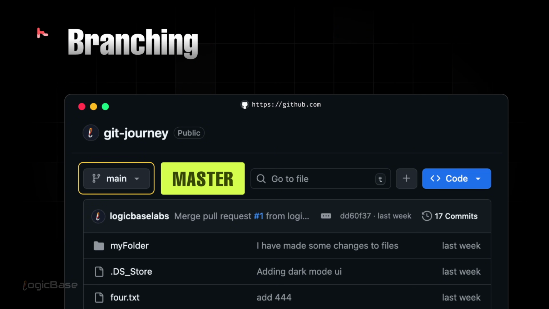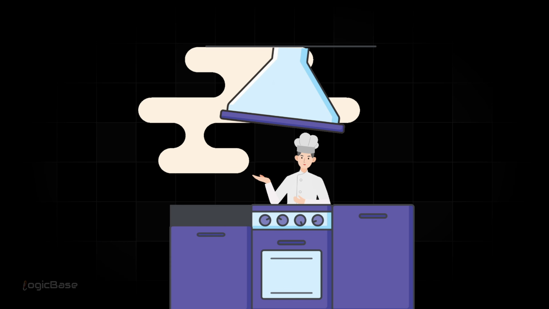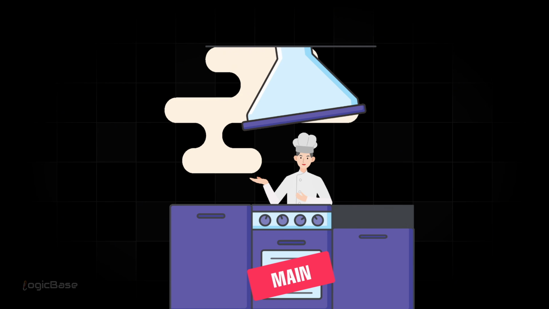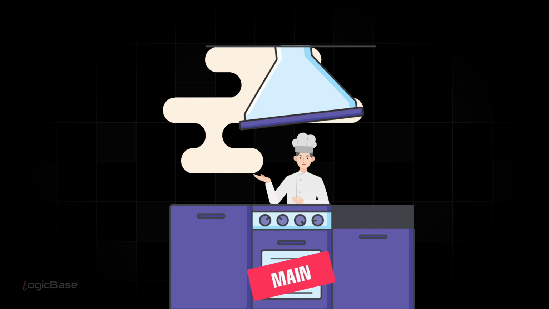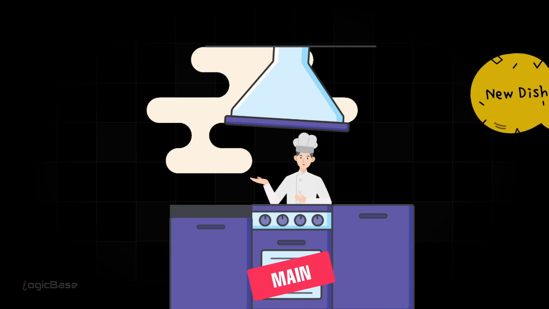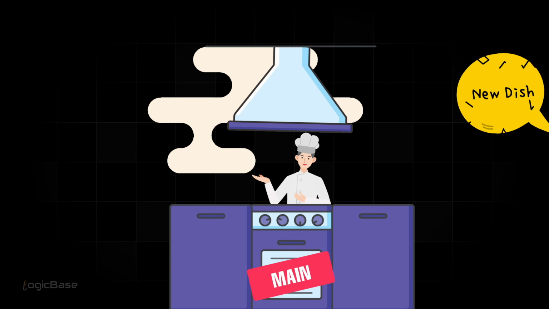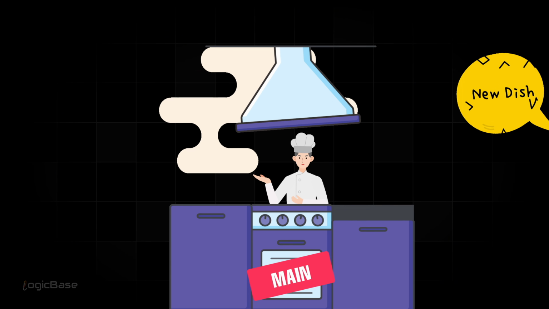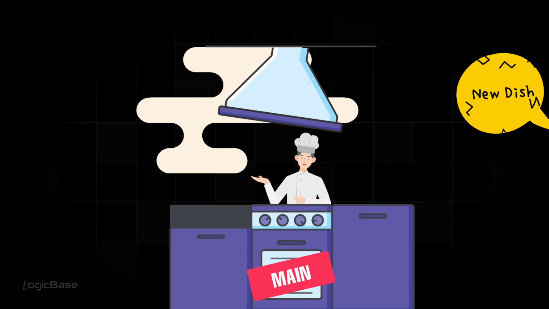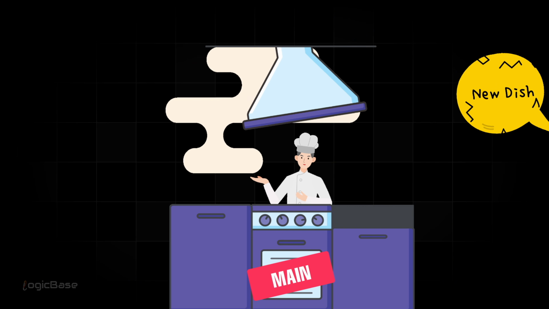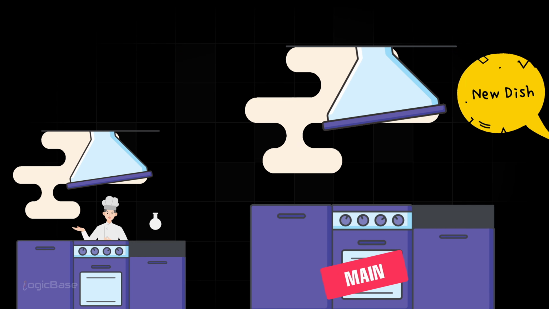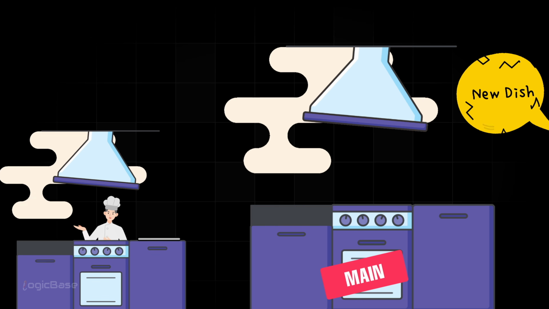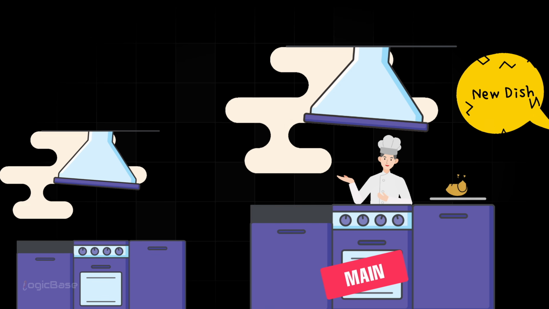To understand the concept of branching more simply, imagine you are working in the kitchen of a large restaurant. The main branch is the main kitchen where all the dishes are prepared and served to customers. Now, if your client wants to try a new dish or recipe, you wouldn't experiment directly in that main kitchen, because if something goes wrong, it could ruin everything. Instead, you create a separate test kitchen where you can safely prepare and test the new dish. Once the recipe is perfected, you bring it back into the main kitchen to serve it officially.